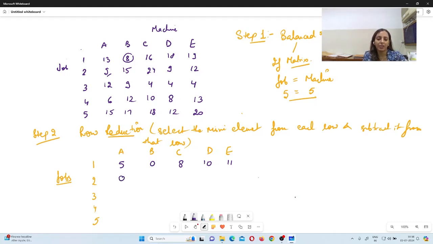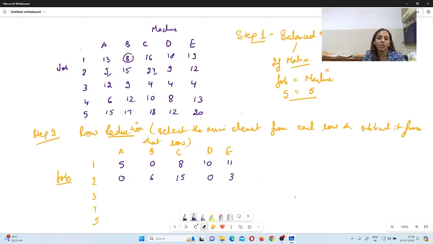15 minus 9, you have to subtract, that will be 6, right? Now 24 minus 15, that will be 15. 24, you have to subtract this one, no? Yes, 24 minus 9, right? So that will be 15. So write it over here as 15. And then 9 minus 9, then again 0. 12 minus 9, that will be 3, right?